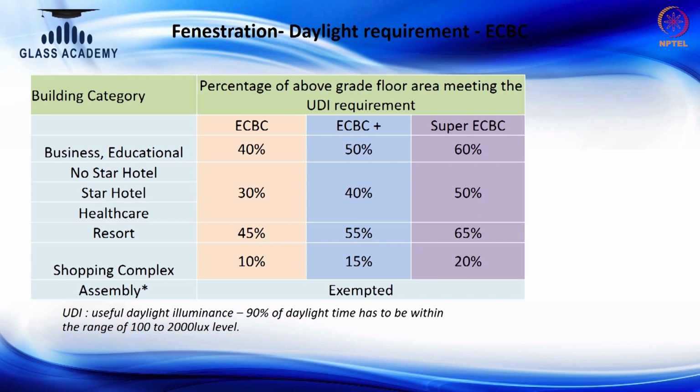So in this case, I have to play with the design precisely, whether I can divide the vertical facade into two as a daylight and vision pane, or I have a light shelf which can penetrate the light deeper. So the third category, which is called the super ECBC building, I have to achieve 60% of the floor area with 100 to 2000 lux, which is called the UDI for the whole area.